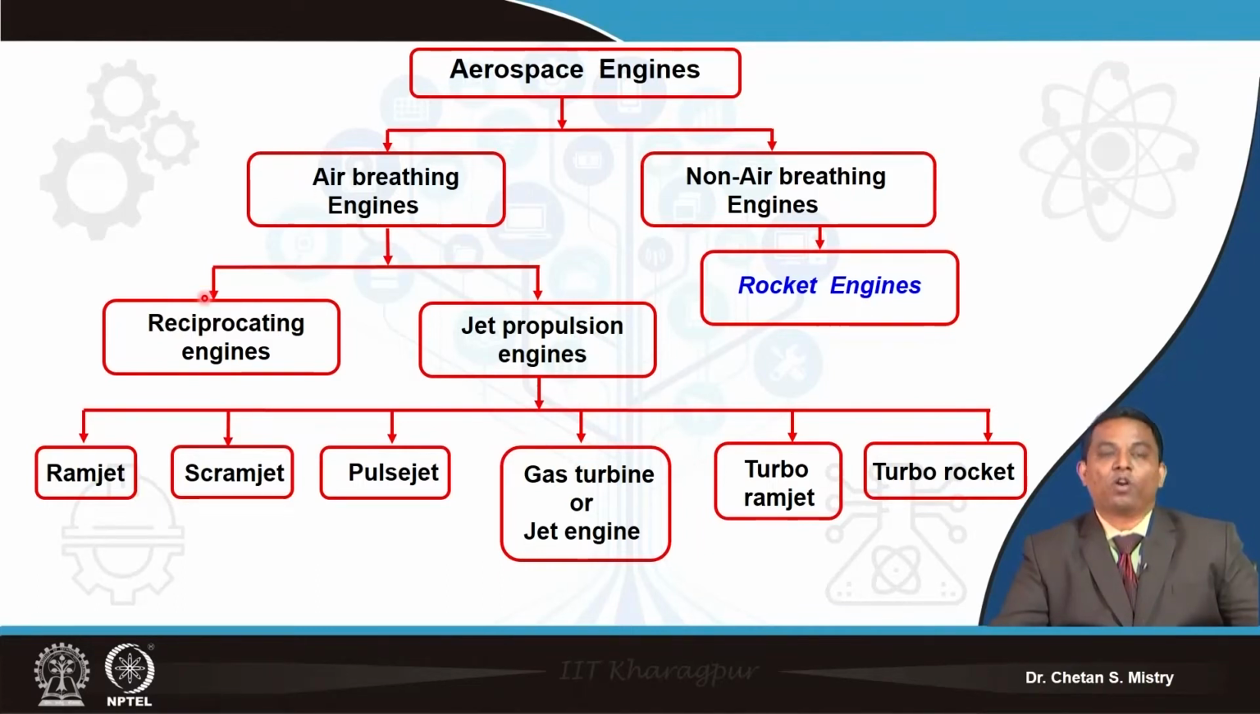While in the case of an air breathing engine, we take atmospheric air. You may have a background of the reciprocating engine, which we use for two-wheelers and four-wheelers. Earlier, aircraft flew with reciprocating engines. With the constraint of size and weight, people later moved to gas turbine engines, classified as jet propulsion engines. Jet propulsion engines are further classified as ramjet, scramjet, pulse jet, gas turbine, turbo ramjet and turbo rocket engines. We are focusing mainly on the gas turbine engine.